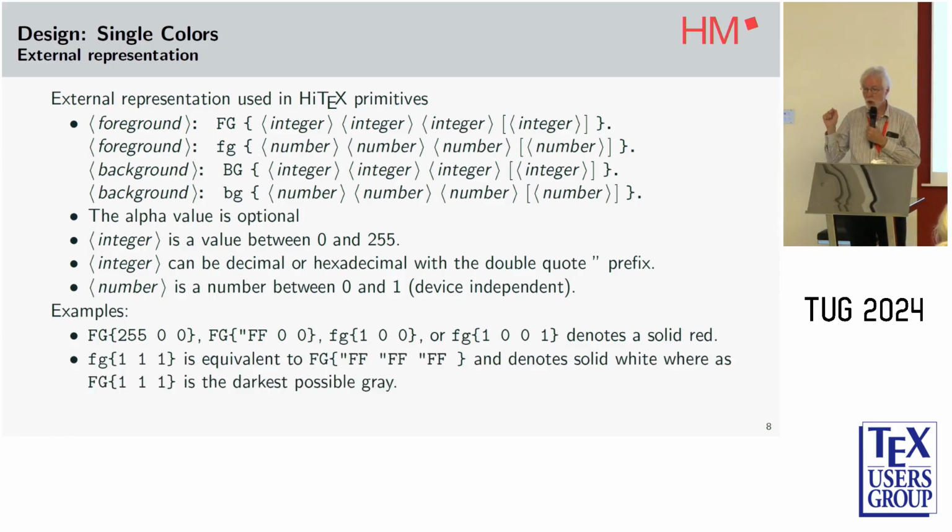Foreground 1 1 1 is equivalent to foreground with uppercase 255, 255, 255, and it's solid white. But if you mix the two, if you say uppercase foreground 1 1 1, then you get a pretty dark gray. I mean, 0 0 0 would be black, and this is just a little bit lighter. Probably you wouldn't see the difference from black on your monitor. So it's really important whether you use lowercase letters with small numbers or uppercase letters with big numbers.